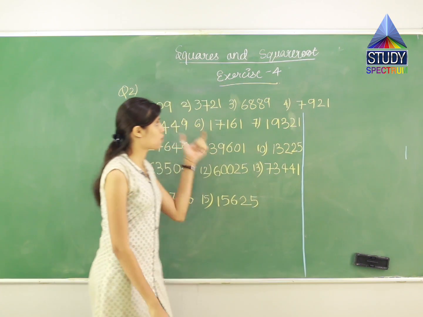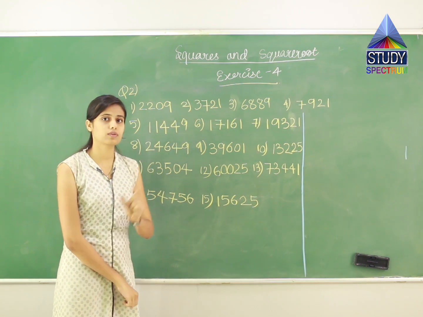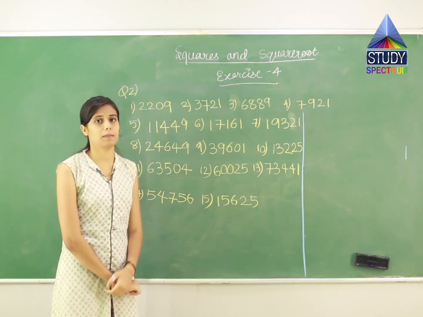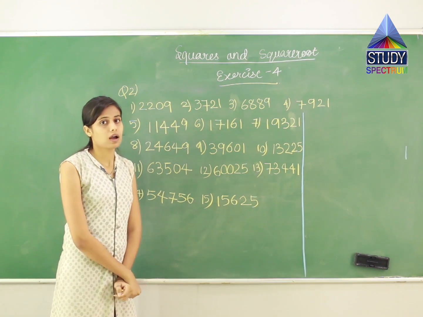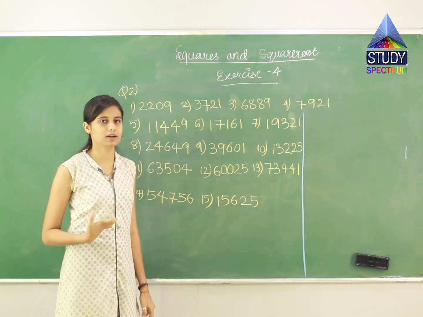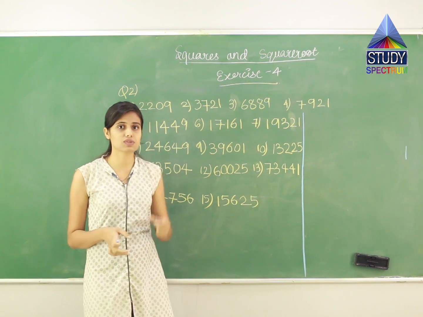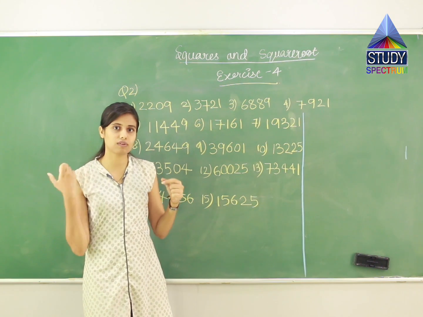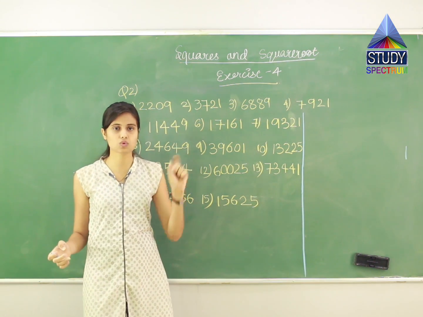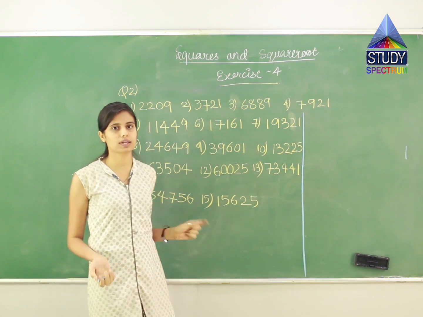Now let us start with question number 2 of this exercise. In this exercise what we have to do is find the square root of the following numbers by the divisional method. Yesterday I taught you how to find the square root by the divisional method. The same we have to do over here. In the previous exercise we were given a fraction and we were finding the square root of the numbers by the divisional method. Over here a simple number is given and we just have to find the square root.